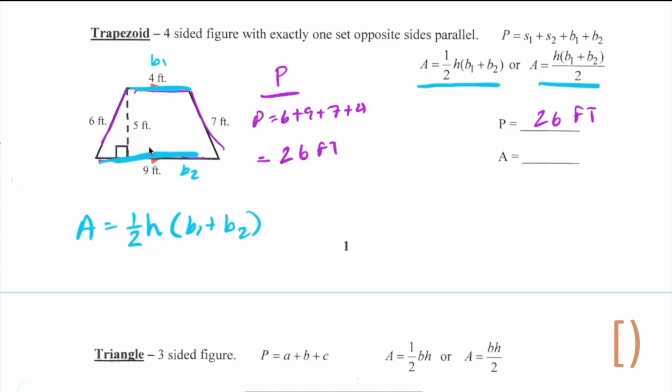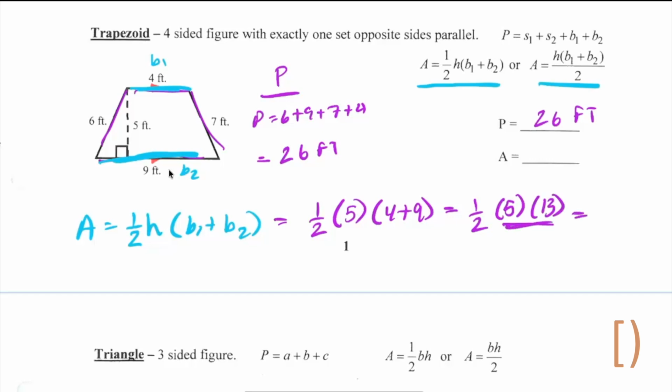So if we're going to substitute this in, we get 1/2 the height, which is 5. Remember, the height is a right angle. And then base 1 plus base 2. Base 1 is 4. Base 2 is 9. So 4 plus 9. So we're going to get 1/2 times 5 times 13. We'll do that first. That is 65 over 2.